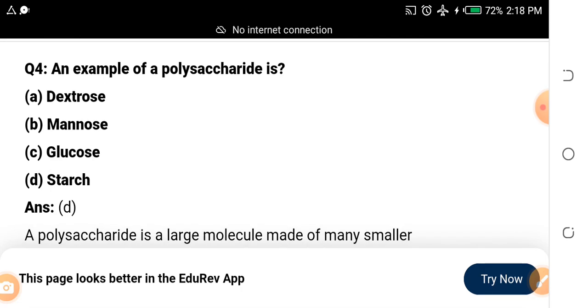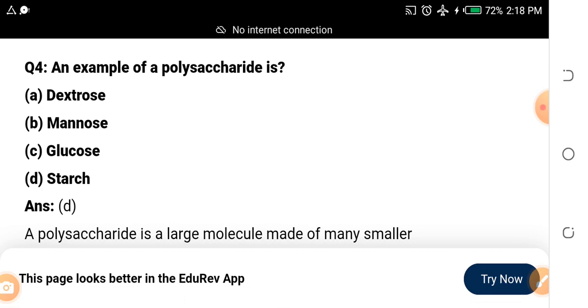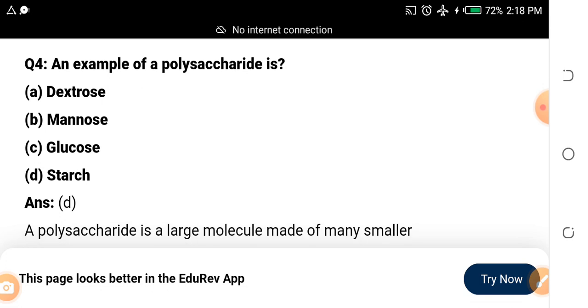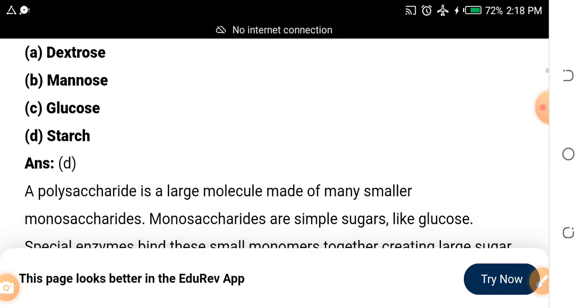Okay? An example of a polysaccharide. You know we have monosaccharides and polysaccharides, right? An example of a polysaccharide is: A, dextrose; B, mannose; C, glucose; D, starch. The answer is starch.